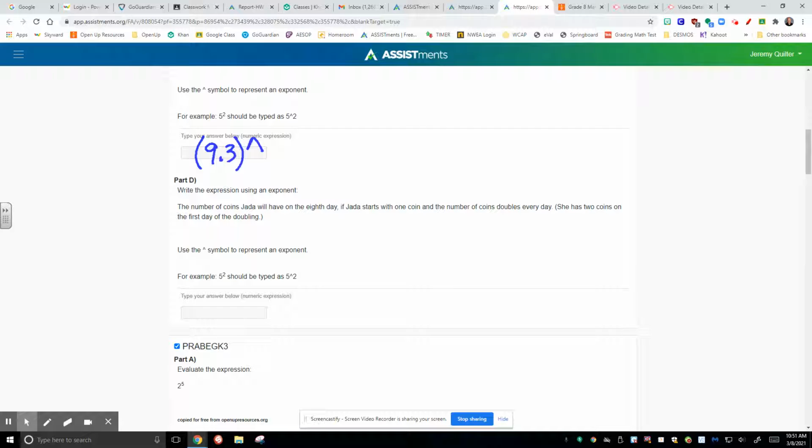Part D, it says write an expression using an exponent. The number of coins Jada will have on the 8th day, that's important right there, on the 8th day if Jada started with 1 coin and the number of coins doubles every day. So that's going to tell us our coin is doubling right there. That's our base value. The 8th day tells us how many days we're after, so this is our exponent.